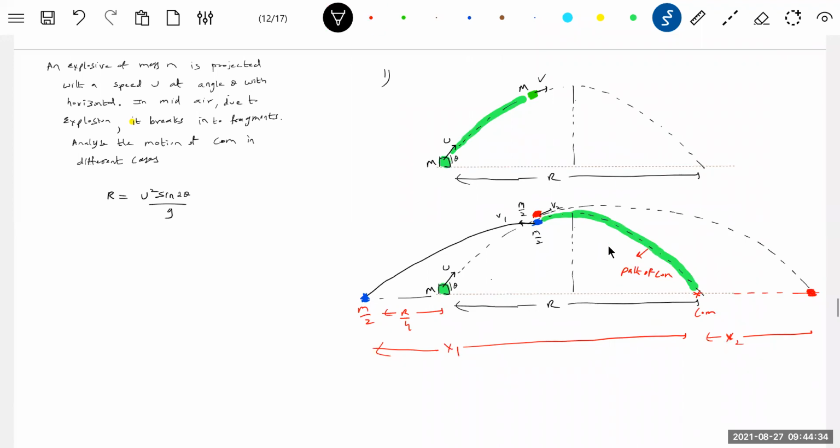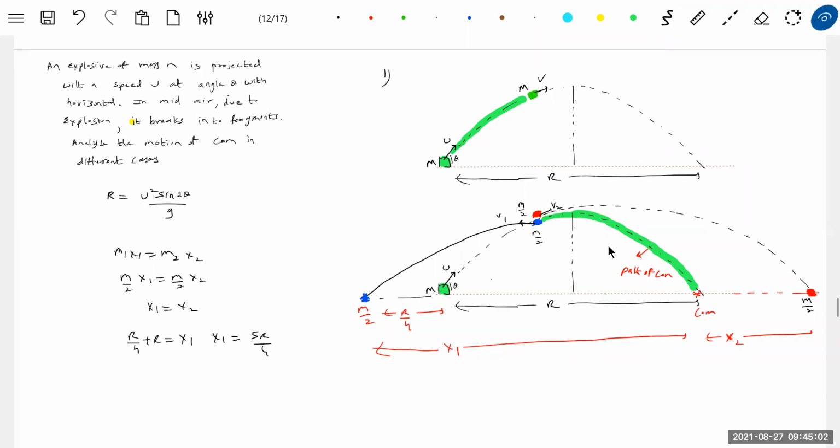What is the mass of this? This is m by 2. Masses are the same, no? So here m1 x1 equal to m2 x2. This is m by 2 x1 equals m by 2 x2. So therefore x1 equals x2. What is x1? We know x1 from the diagram. R by 4 plus R is equal to x1, which is equal to 5R by 4. So from this particular point, it will be at a distance of 5R by 4 from the center of mass.